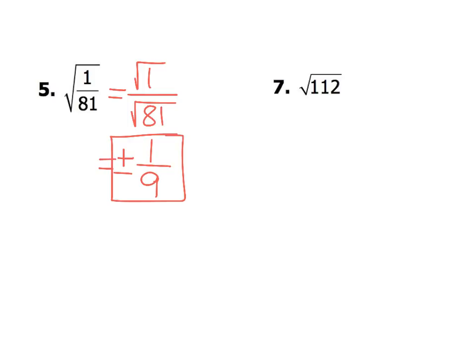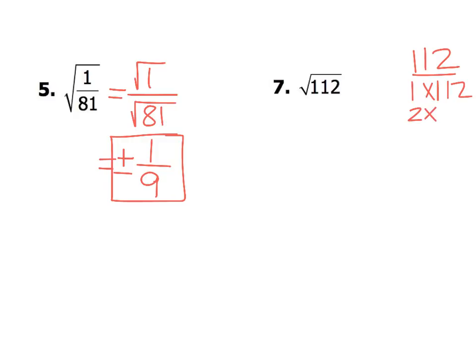Then for number 7, 112, that is our second case where 112 is not a perfect square. So what we want to do is look for factors of 112 that are perfect squares. So start listing out the factors of 112. 1 times 112. Neither of those are perfect squares.